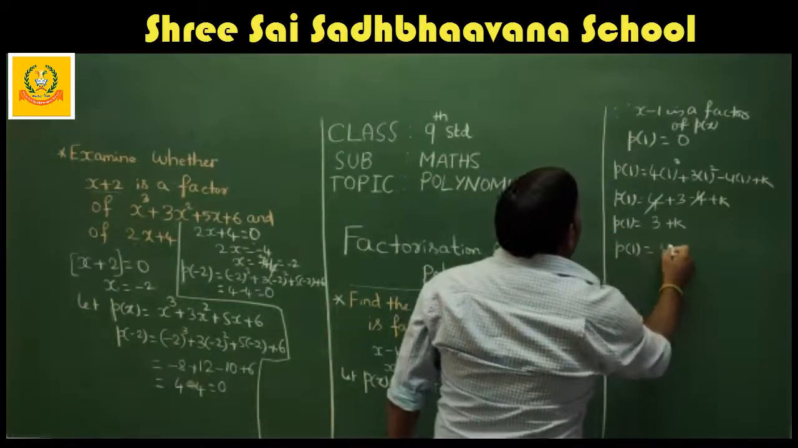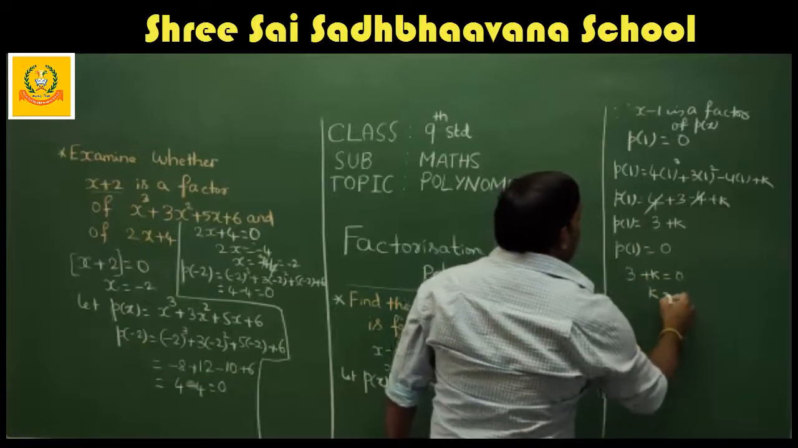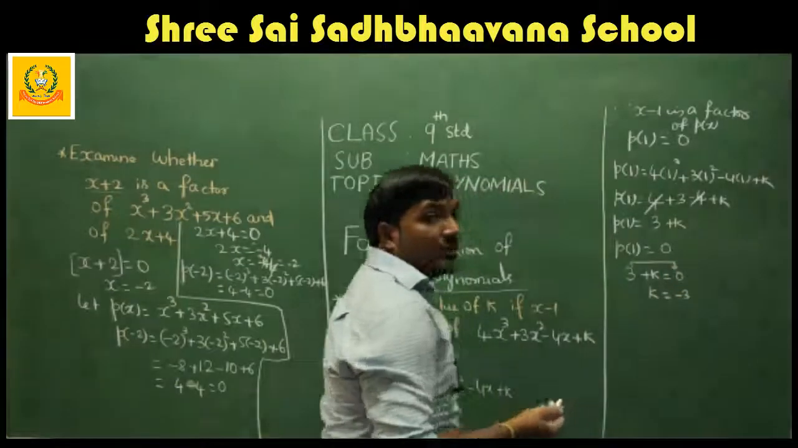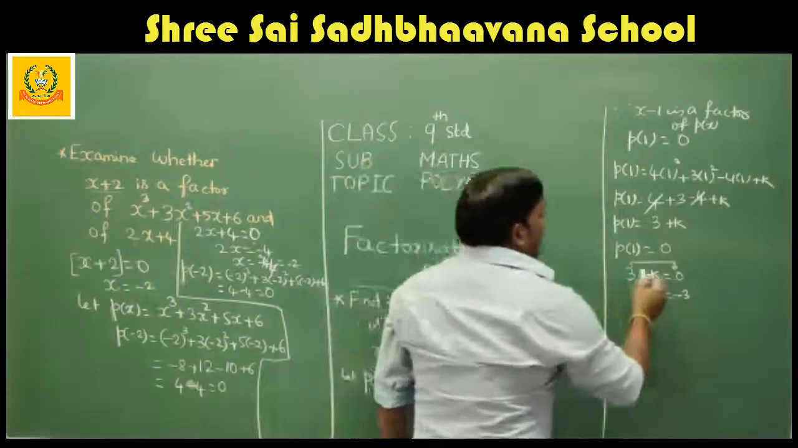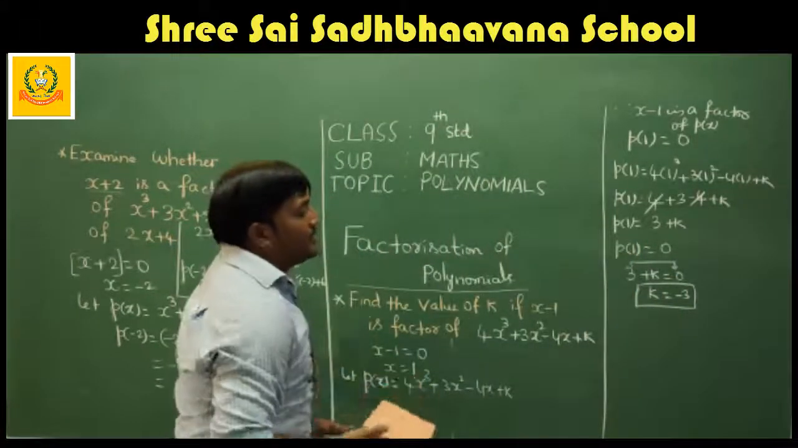We should equate p of 1 to 0. That is the reason 3 plus k is equal to 0. If you observe here, we send that plus 3 to this side, so the k value is minus 3. Got it? So we got the k value as minus 3.